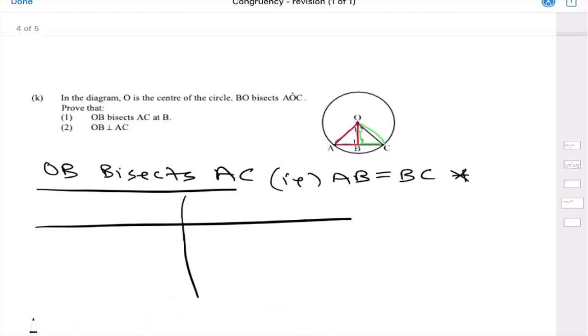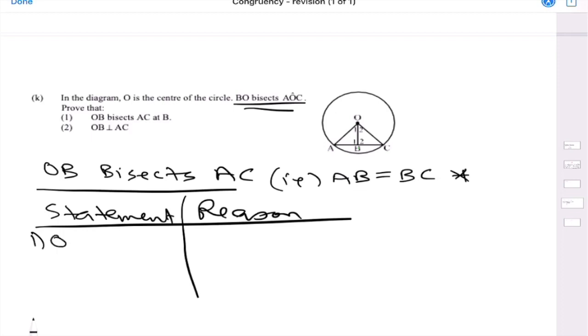Once again, remember we need a statement and a reason. The first thing that is obviously equal is that angle O1 is equal to angle O2. I know because we are given that BO bisects angle AOC. So this means angle O1 is equal to angle O2, that is given. The second thing is that the length OA should be the same as the length OC, because these are radii of the same circle.